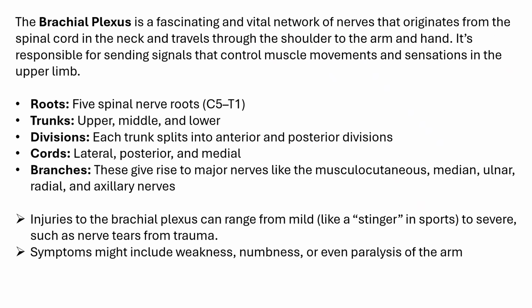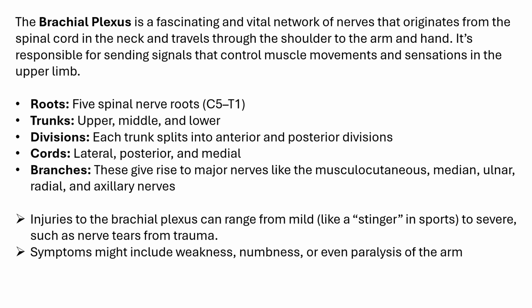So the brachial plexus is a fascinating and vital network of nerves. That's why it's called a plexus. It originates from the spinal cord in the neck and travels from the shoulder to the arm and hand. It is responsible for sending signals that control muscle movements and sensations in the upper limb.